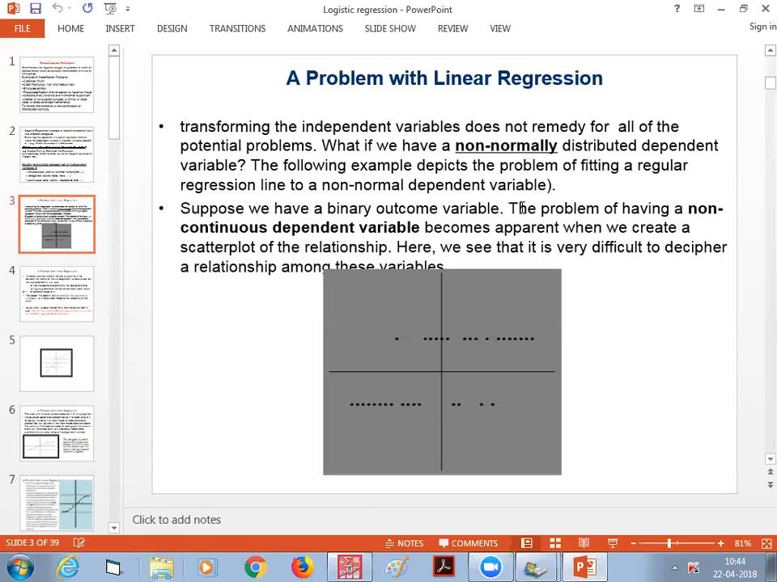But what is the problem? It is not possible all the time. Even though that is possible, it does not always work. Transforming the independent variable does not remedy all the potential problems. What if we have a non-normally distributed dependent variable? There the assumption is what? The normality assumption. If it doesn't hold, then what is the meaning of that? For that, we come out with a new type of topic called logistic regression. So I compared with the problem of linear regression and moved to logistic regression.